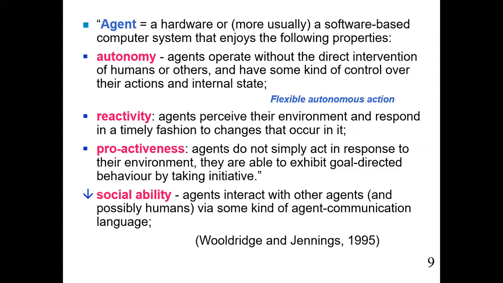So these are the definitions by Wooldridge and Jennings. And if you try to understand the properties, autonomy, reactivity, proactiveness, sociability, it is not easy to build a system that has all these characteristics.